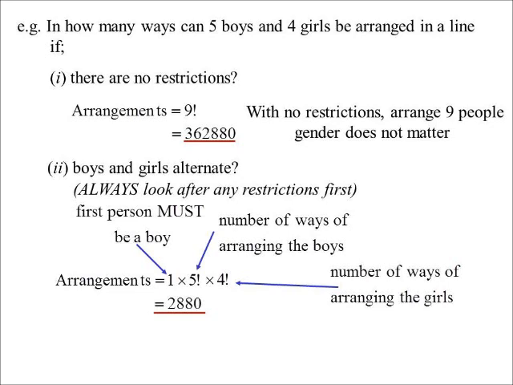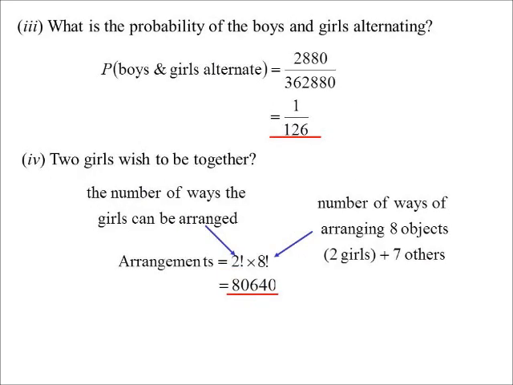2,880, which then leads us to the logical probability question that comes next. What's the probability that the boys and girls alternate? Well, we just worked out 2,880 out of 362,880. That all tidies down to be a 1 in 126 chance that if we just group girls and boys, five boys, four girls, wasn't it? Go line yourselves up. That's the chance that they end up alternating.